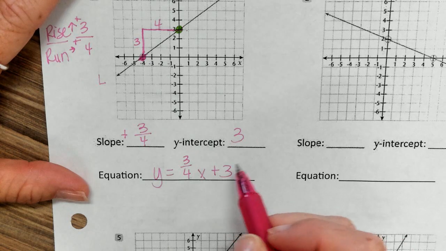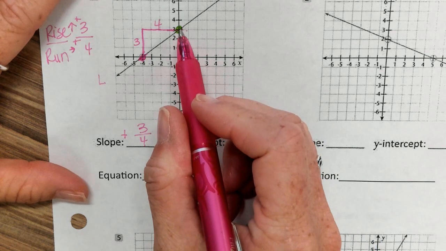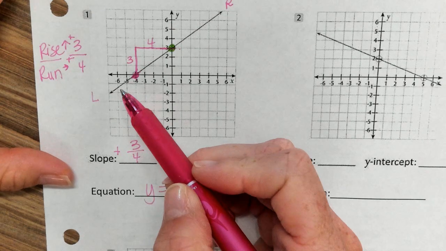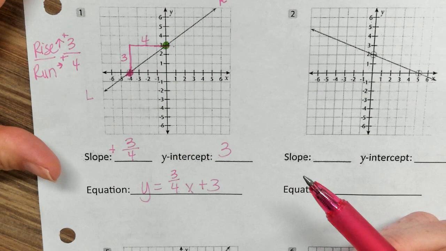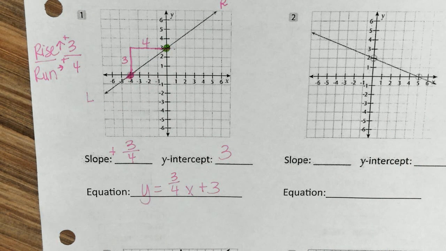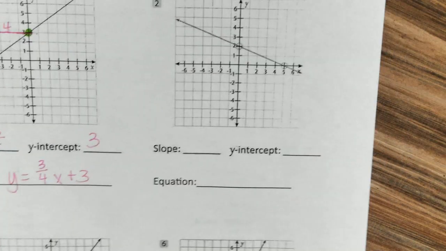Why is the y-intercept positive? Because it's touching the y-axis at positive 3. Why is the slope positive? Because it's going up from left to right. Also, when I rise and I ran, I went up and right, and up is positive and right is also positive. Are we good? Look at the next one.